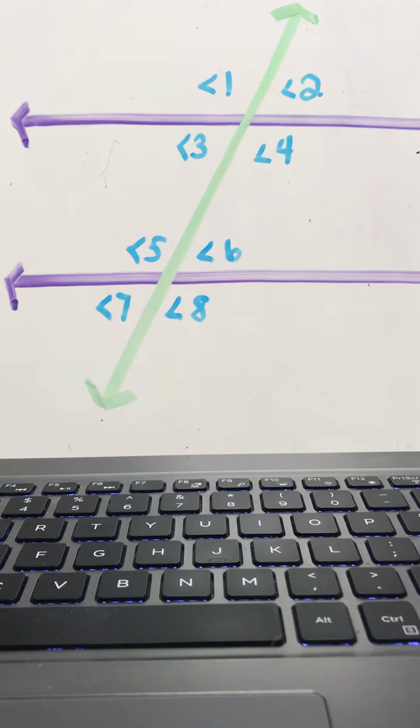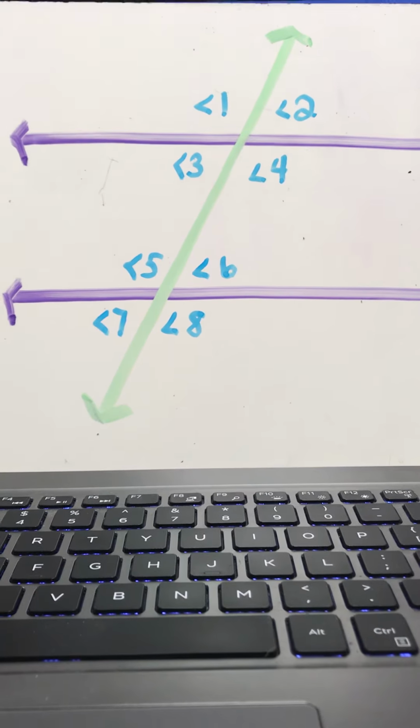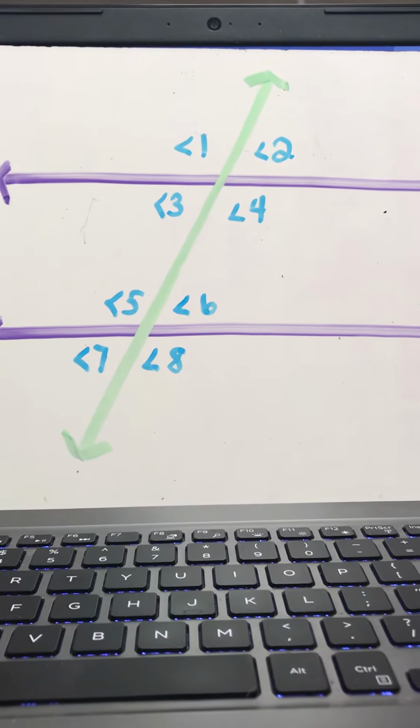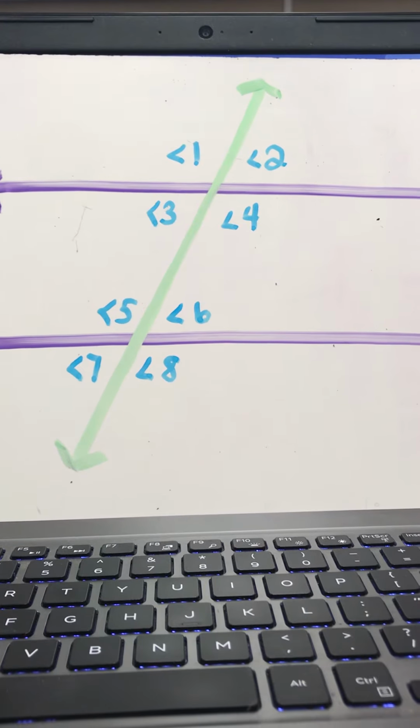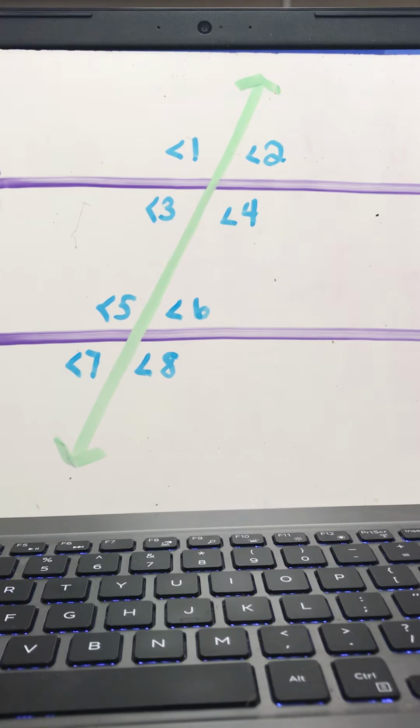Hello, sixth grade. I told you that I was going to post a video about relationships of angles and parallel lines, and that is exactly what we're going to be doing today. So up here I have a figure of two parallel lines. Those purple lines are parallel lines. That green line is the transversal. So that was a quick review because we talked about that before you left, right?